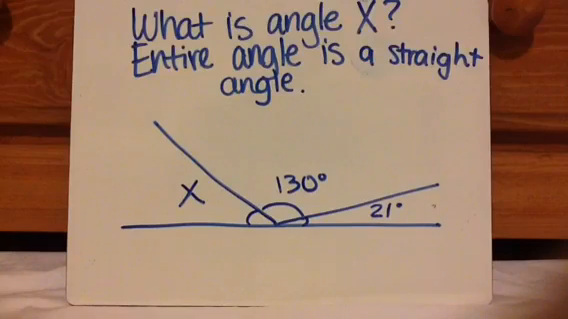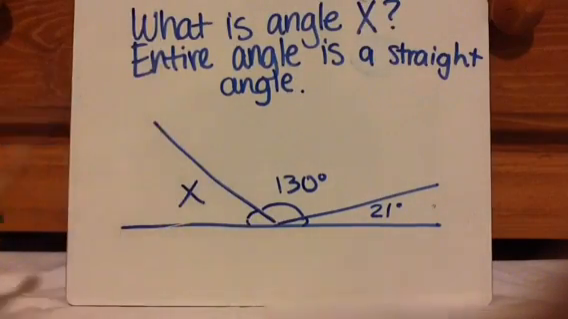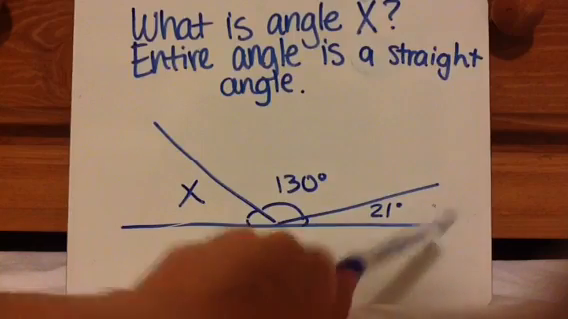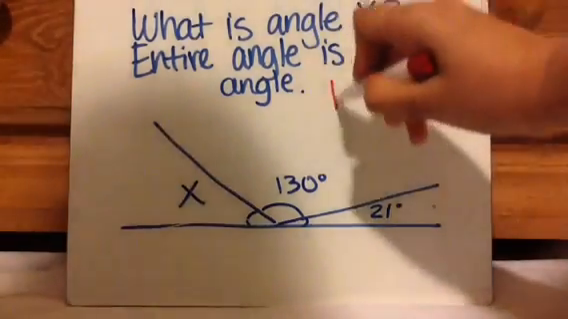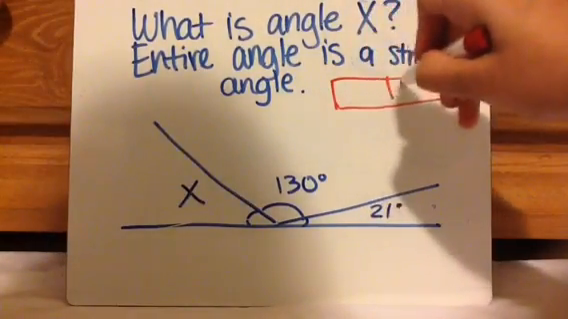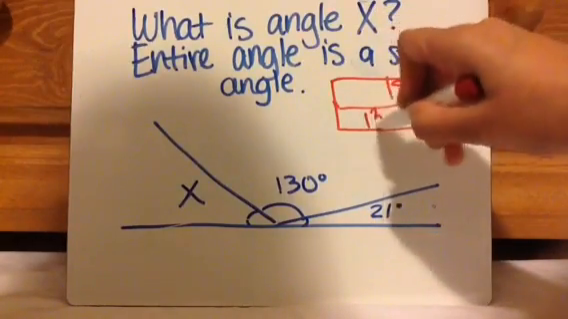So here's another one. I want to know what is angle X, which is this piece right here. The entire angle is a straight angle. Draw a strip diagram and solve, and press play when you're ready to check. So if the entire angle is a straight angle, that means it's 180 degrees. And they gave me one part, which is 130.